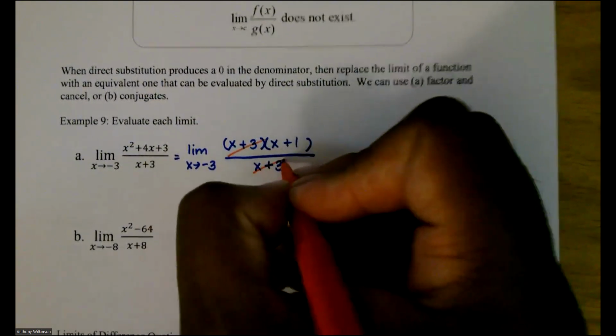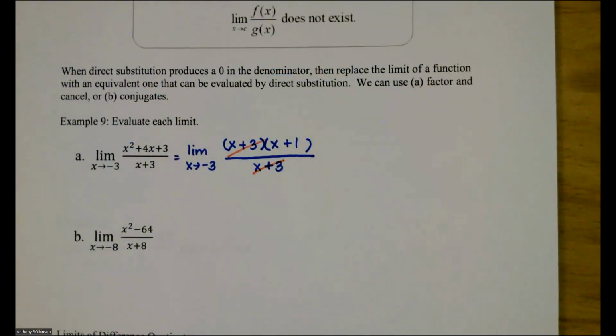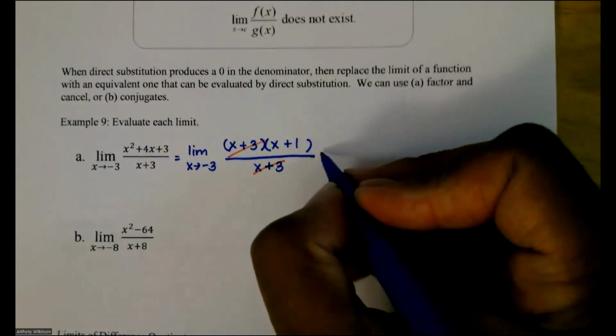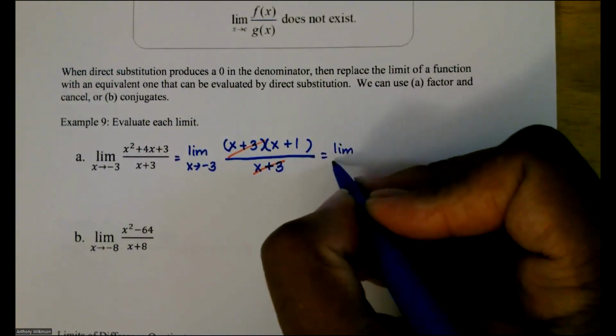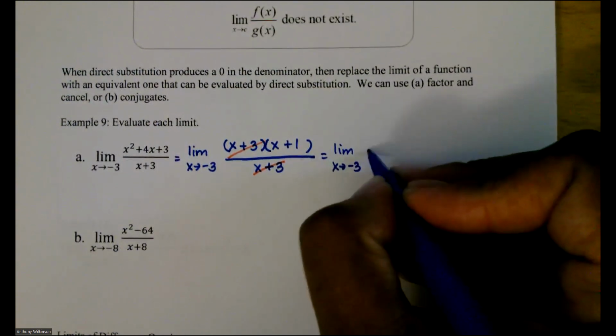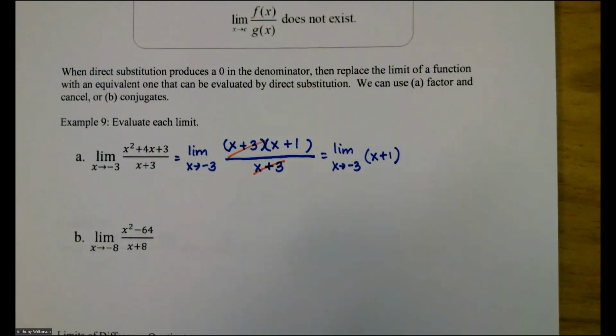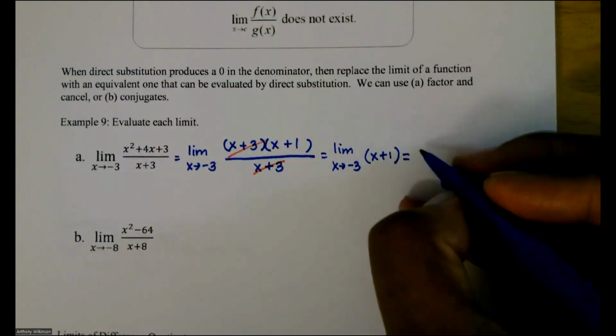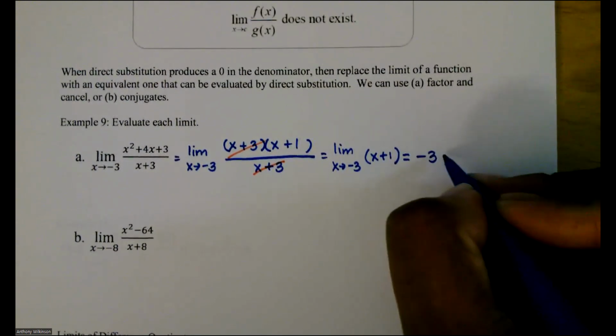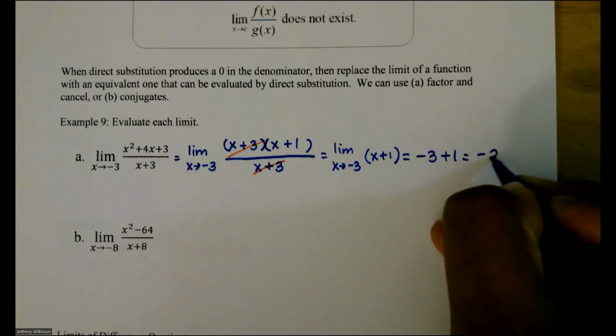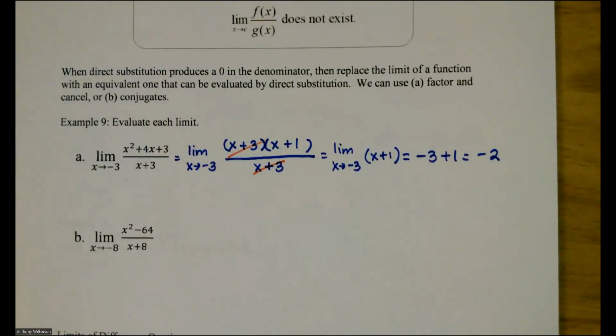Then the next step would be to divide out your x plus 3. You'll end up with the limit as x approaches negative 3 of the quantity x plus 1. And now we can do our direct substitution here. Replace that x with negative 3, so it'll be negative 3 plus 1, which is negative 2. So the limit of (x squared plus 4x plus 3) divided by (x plus 3) as x approaches negative 3 ends up being negative 2.